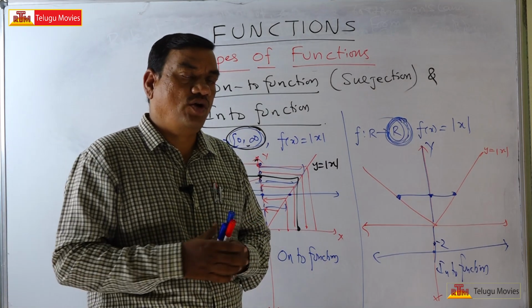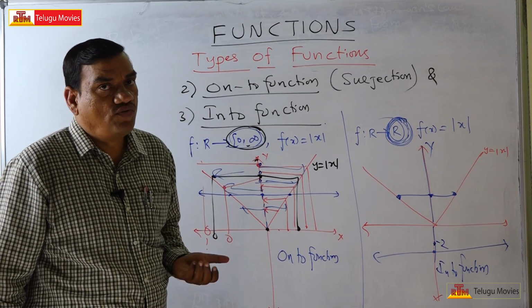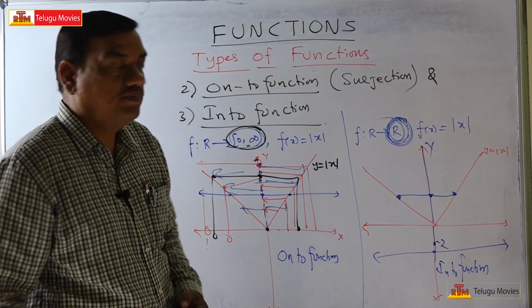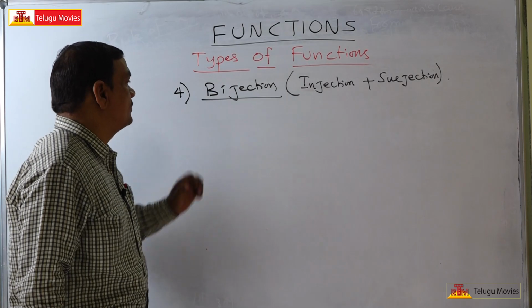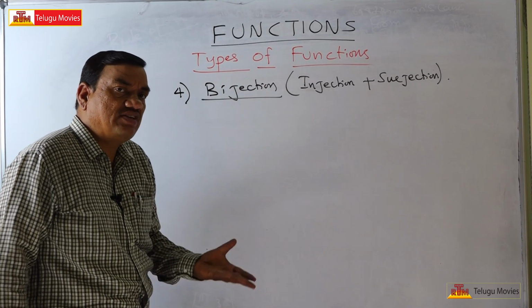Okay? Right. I hope that you understand this graphical approach. Then let us go for the next type of function, that is bijection. Let us check what a bijection is. So clearly, bijection means injection plus surjection.